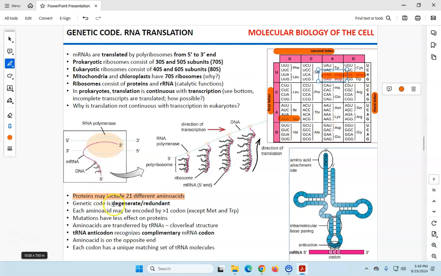which means that the code is going to be degenerate, redundant, meaning that, now listen to me very, very carefully, I'm going to say it very, very slowly. It means that a single amino acid can be encoded by more than one codon. Okay? Look at leucine here. Leucine can be encoded by 6 different codons.